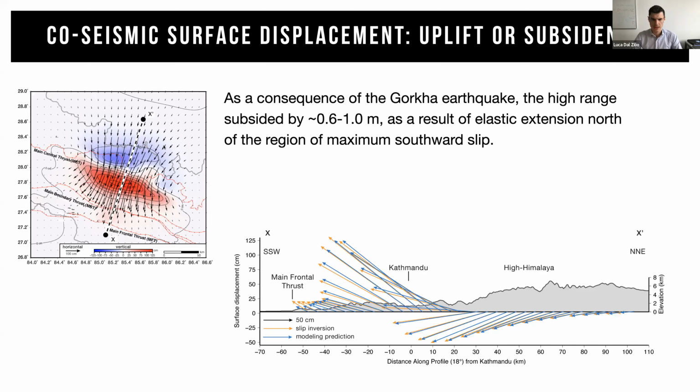So you can see that these types of events can cause a redistribution of topography from the high Himalaya to the frontal part. And so this is a very important point when we think about what happened over several earthquake cycles and what caused the building of topography over millions of years.